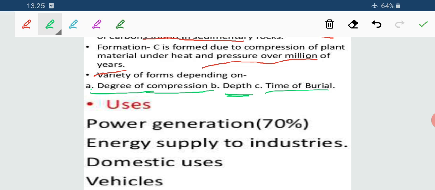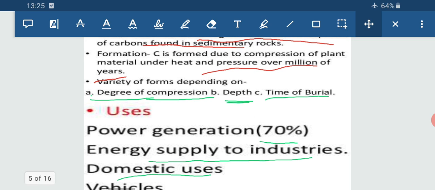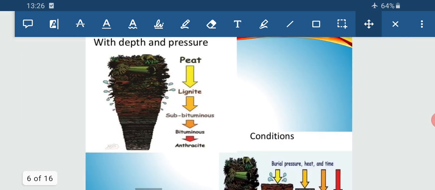Now next, uses. Power generation, 70%, is there for the use. Energy supply to the industry, domestic users, even there are for the vehicles. Like at present it is not there, but earlier it was there, you have heard about the steam engines. So the usage was there for the vehicles too, means for the public transportation too.